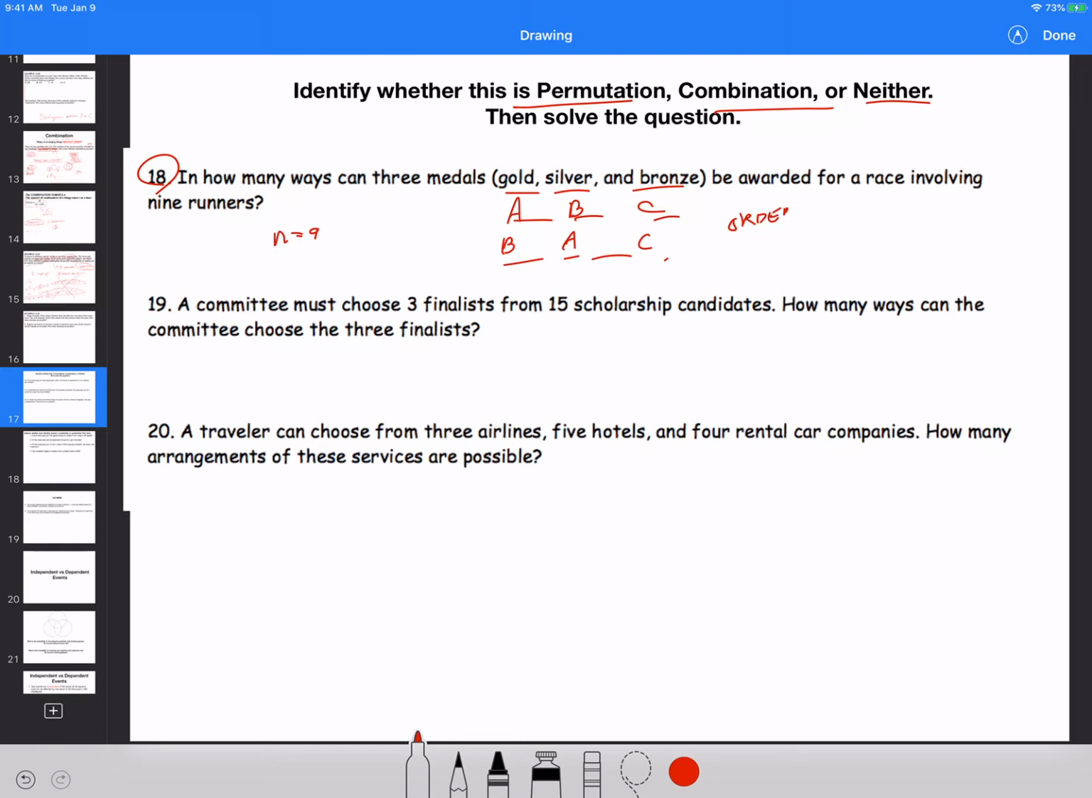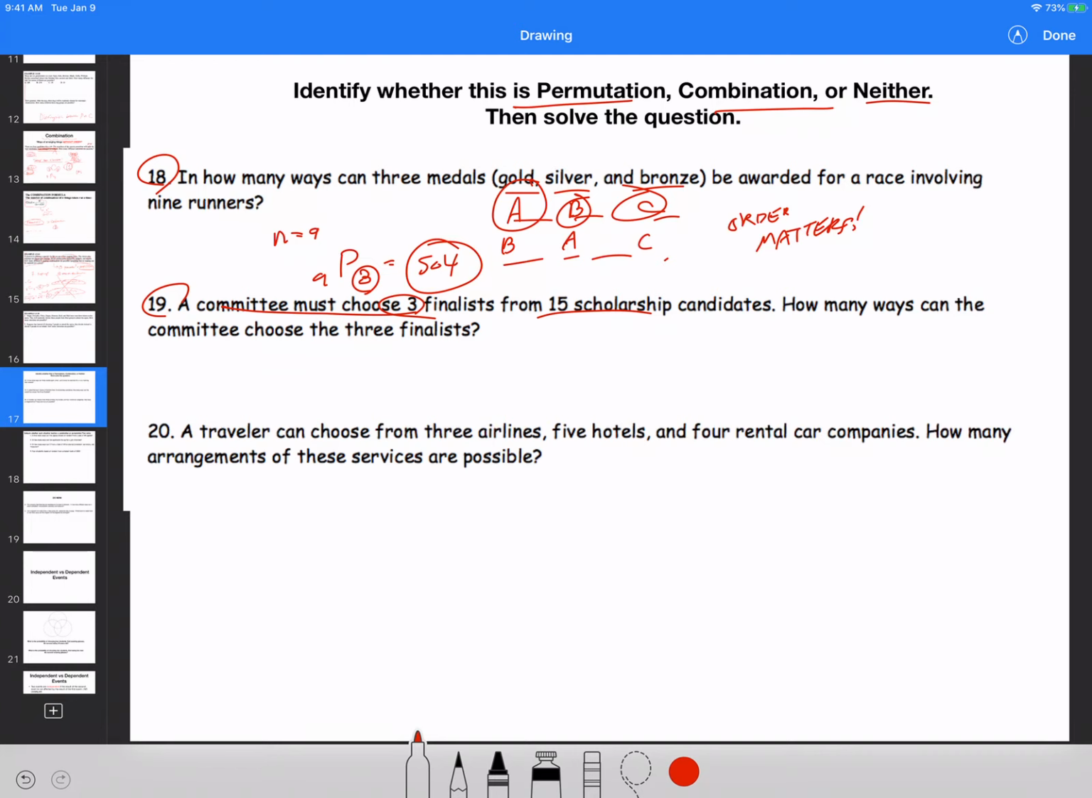If order matters, what do we use? We use permutations. So we're doing 9P3 because we're choosing 3 spots, gold, silver, and bronze. So we're going to do 9 permutation 3, and that will give me 504 ways.